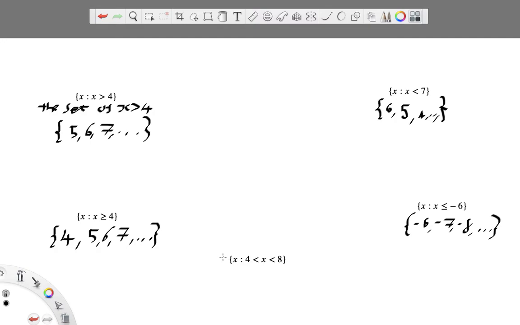And then for this bottom set here, we've got the set x such that x lies between 4 and 8. So what integers can we have in that set? Well, we can't have 4 because there's no equal to. We can't have 8 because there's no equal to. So we can have 5, 6, and 7. They're the integers that belong in that set.